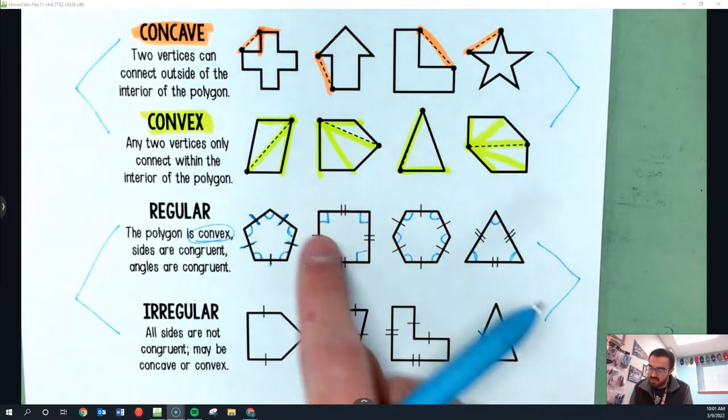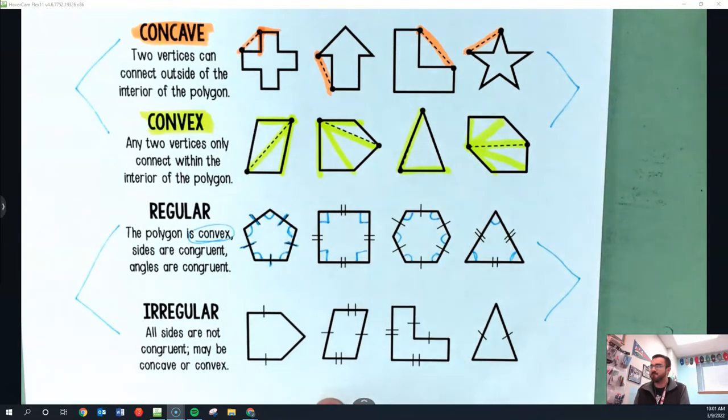Notice how here all the sides were congruent, all the angles were congruent. Okay, that'll be helpful. Not too bad. Just kind of some vocab to start us off. Okay, let's get into some math.